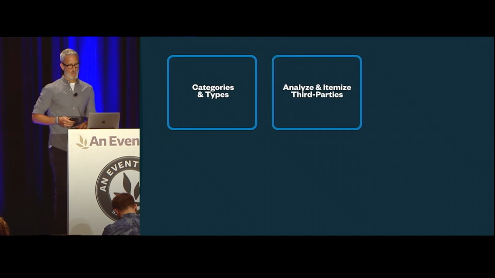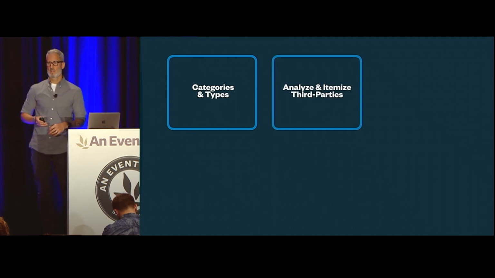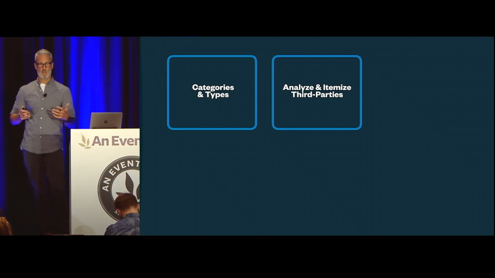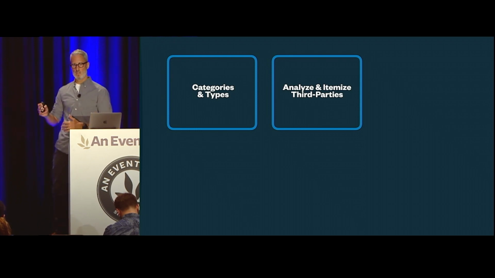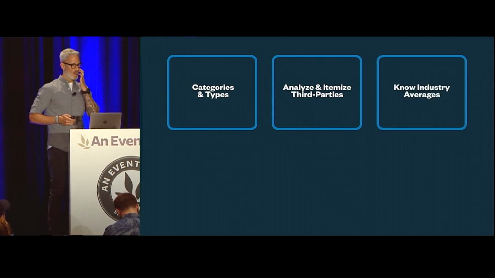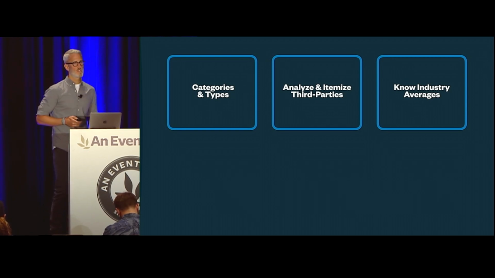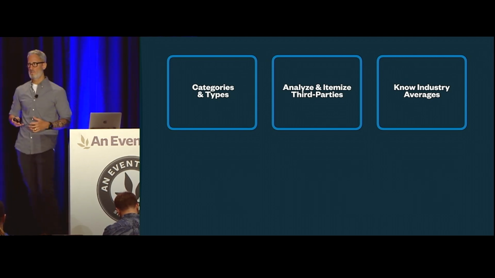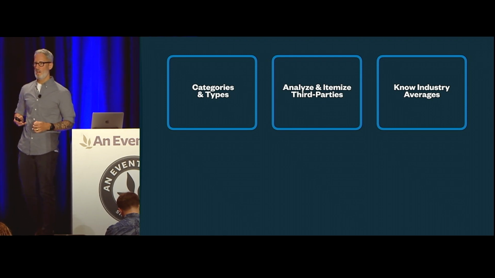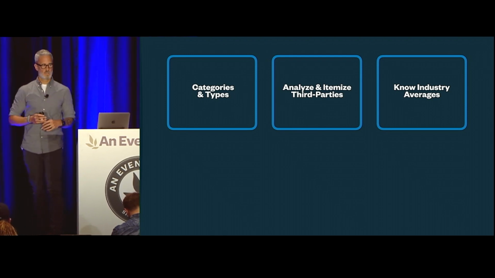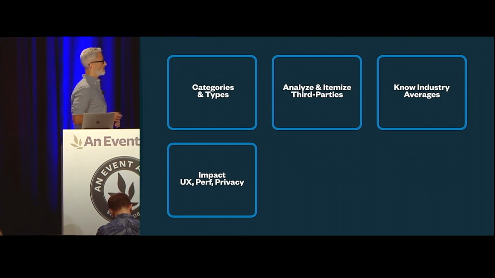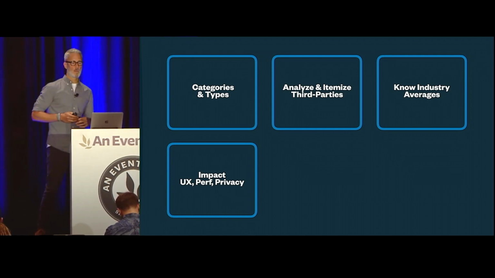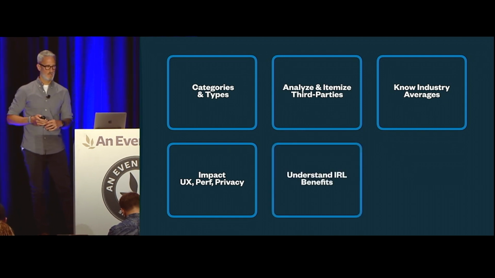We'll analyze and itemize third parties. In other words, if you're at a website and you want to figure out quickly what are the third parties being loaded with this page, what's the quickest way to do it, which one has the most utility, I'll present a few ways to do that. Also, I wanted to look at industry averages. Are six third-party scripts or services a lot, or 20 a lot? What are the ranges for what other people are doing? We'll look at the impact from a user experience perspective, a performance perspective, and a privacy perspective.